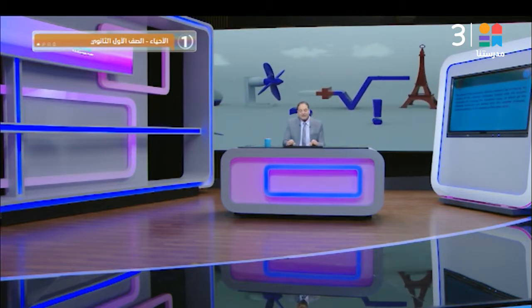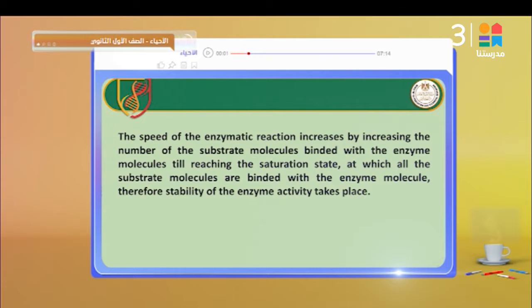The speed of the enzymatic reactions increases by increasing the number of substrate molecules binding with the enzyme molecules until reaching the saturation state. That means that all the substrate molecules are binding with the enzyme molecules, therefore the stability of enzyme activity takes place.